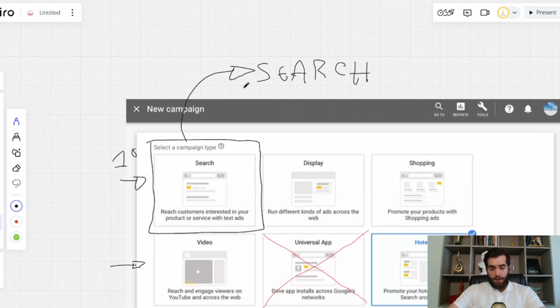So that's why, if we focus on search campaigns, you have to be in the top one search, or top three. Let's talk about it this way. And you have to be online in Google Maps.